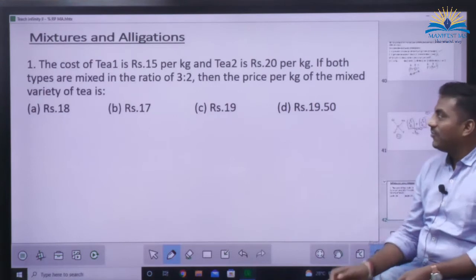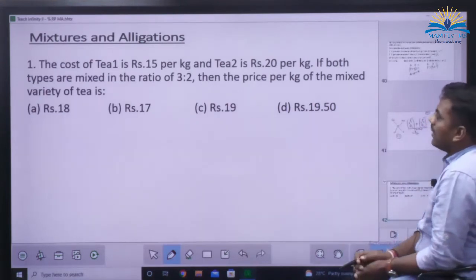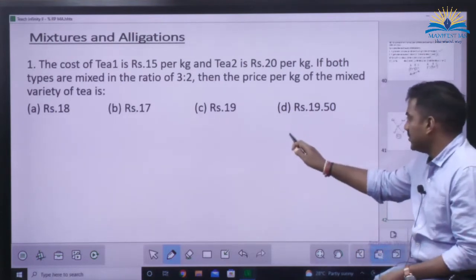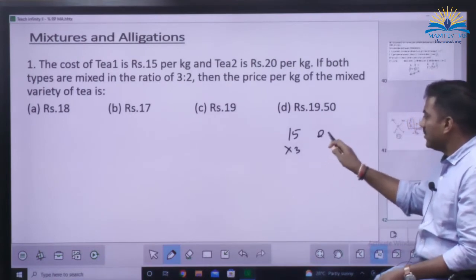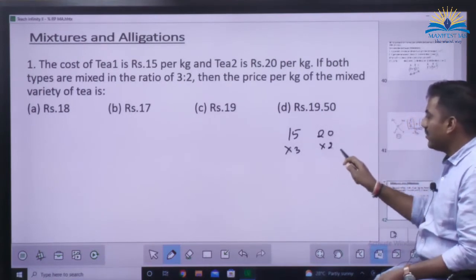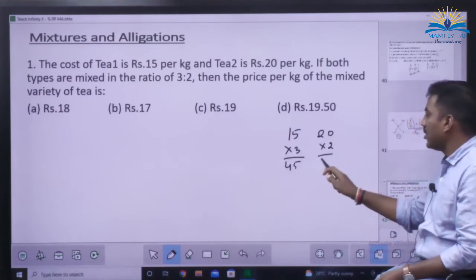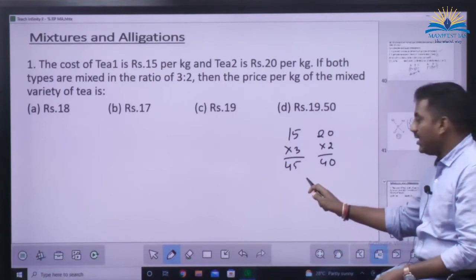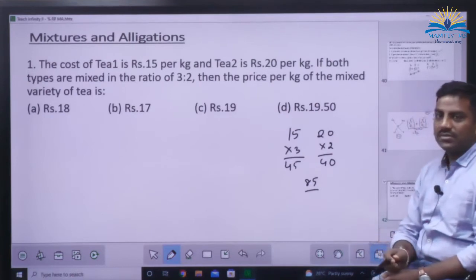So T1 is 15 per kg, T2 is 20 per kg. These two types are mixed in the ratio 3:2. So 15 rupees, 3 kgs and 20 rupees, 2 kgs, correct? So total 45 here and here 40. Total 85. 85 divided by how many kgs? 5 kgs.